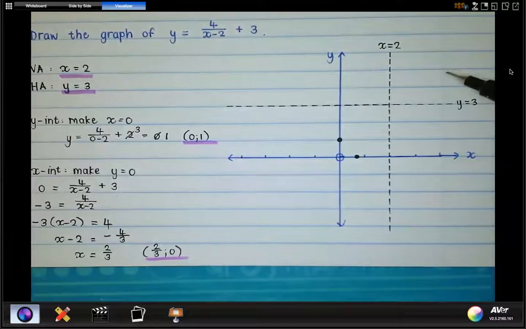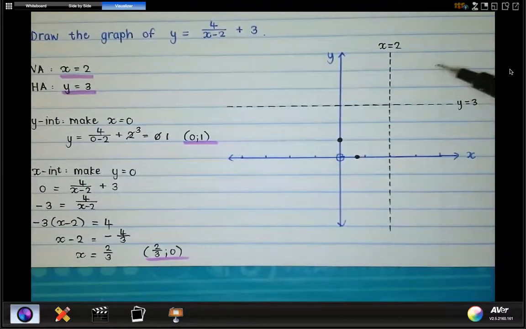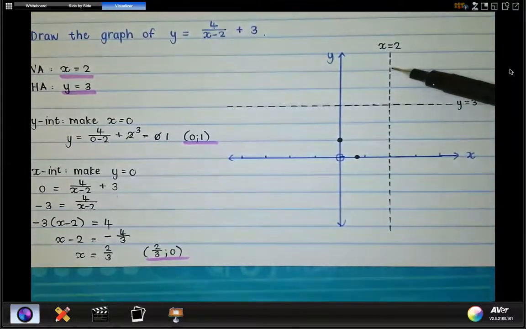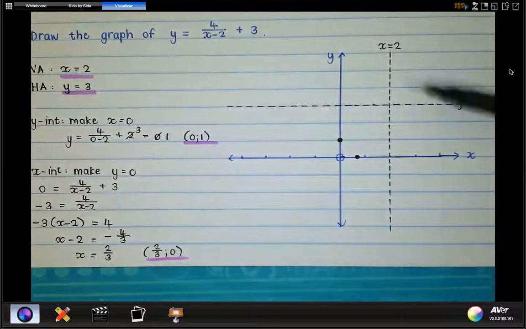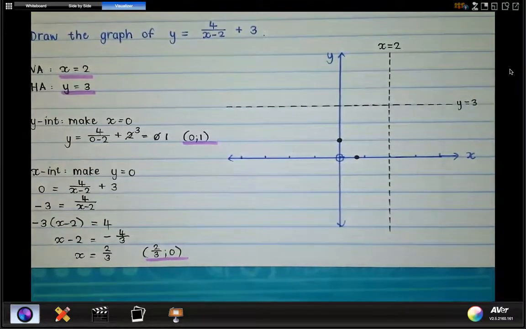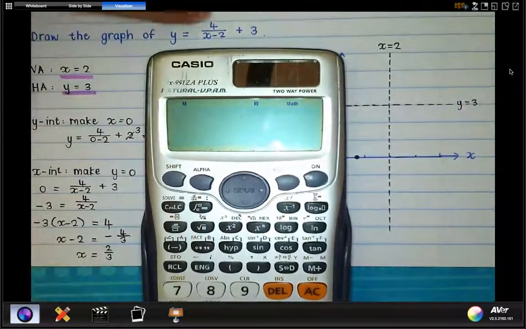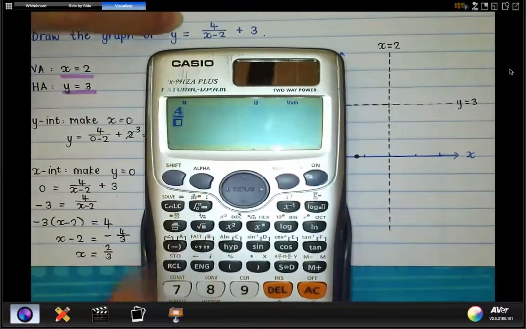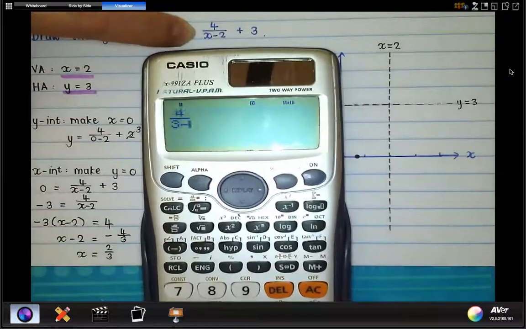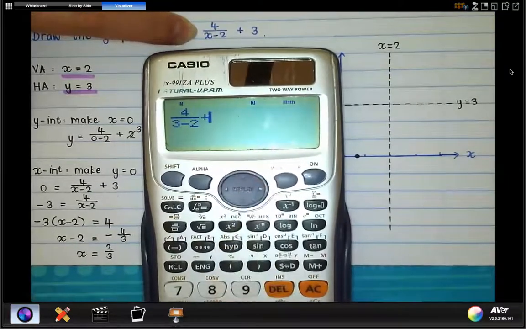And then we need another part over here, but we don't have any points on this part. Now, guys, you do need to calculate at least 1 point. And the way that you're going to do that is if this is x equals 2, then obviously any x value bigger than 2 will have a point in this part of the graph. So let's sub in x equals 3, for example. Let's take our calculator. We're going to take the graph. We're going to type 4 over x minus 2, plus 3.